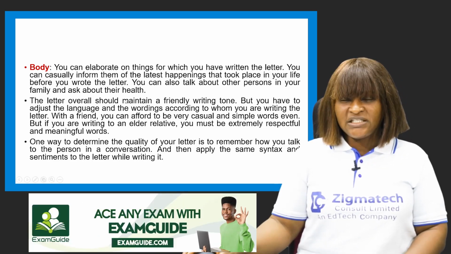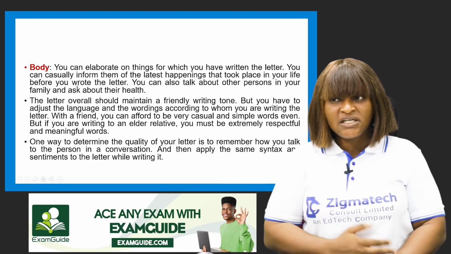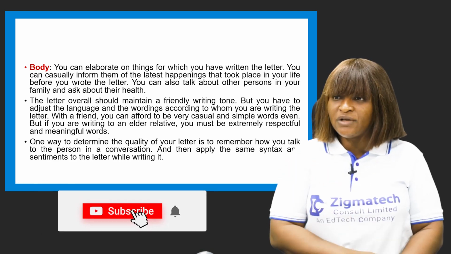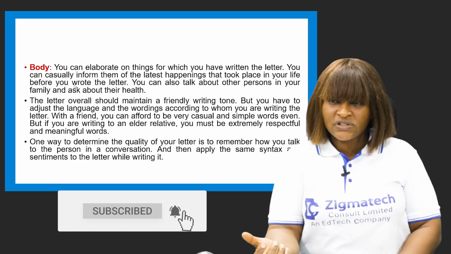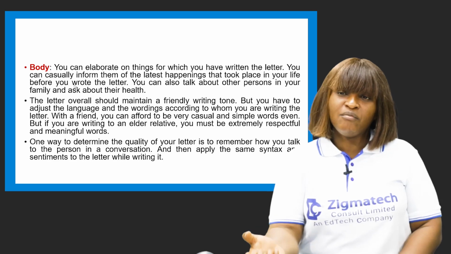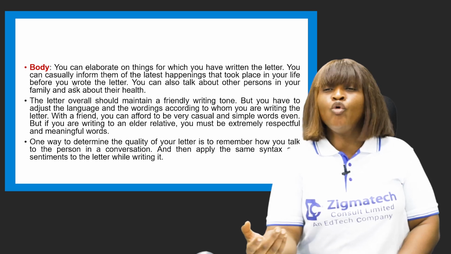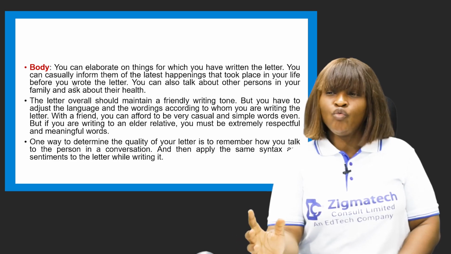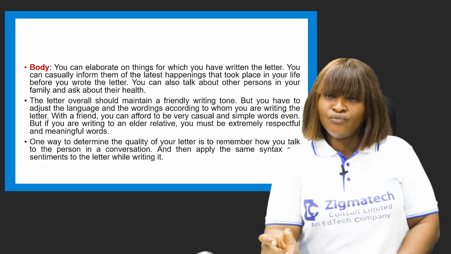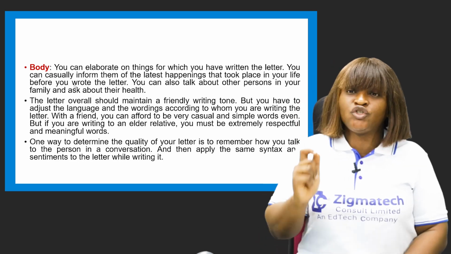Then we have the body of the letter. You can elaborate on things for which you have written the letter. You can casually inform them of the latest happenings that took place in your life before you wrote the letter. So these are things you discuss in the body. Remember we said the body may not be a particular thing. You can discuss a whole lot with them depending on what you are asked to write on. If it's an exam condition and you are asked to write an informal letter, it is that very thing you're asked to write on that you will write.